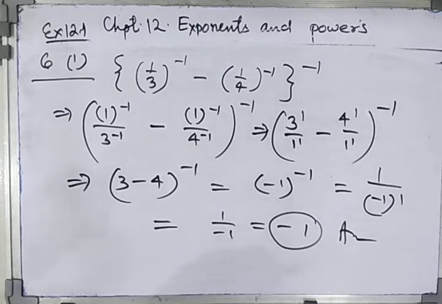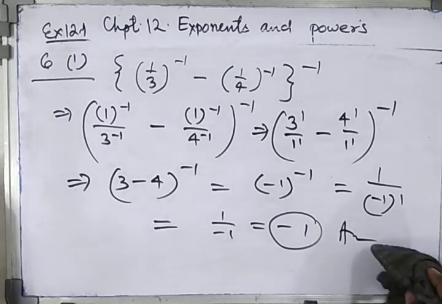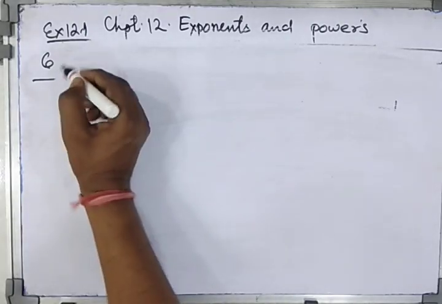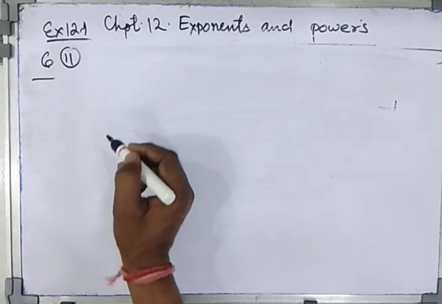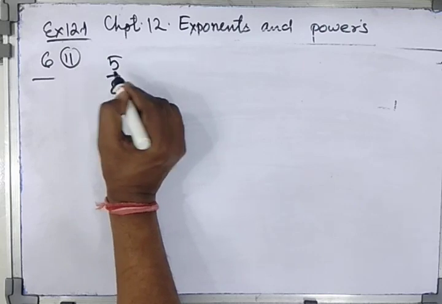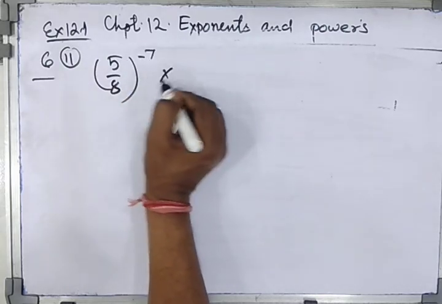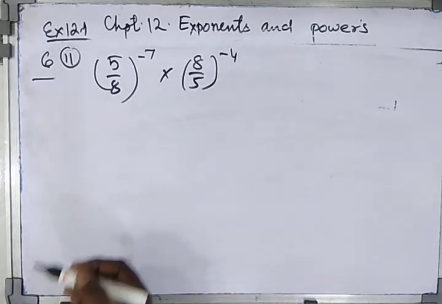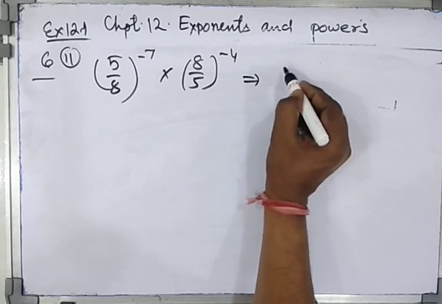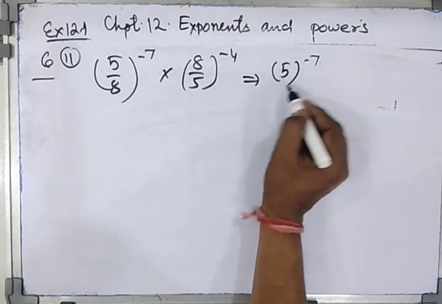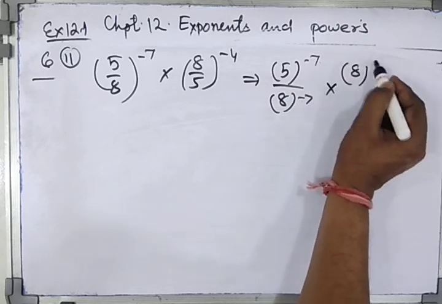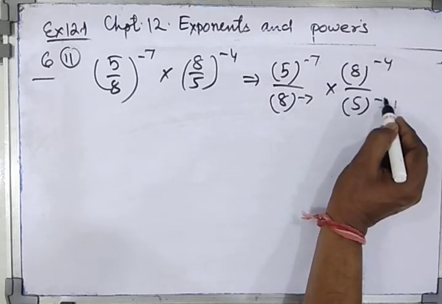And second one, students: (5 by 8) raised to minus 7 into (8 by 5) raised to minus 4. So students, this will be equal to 5 raised to minus 7, 8 raised to minus 7, into 8 raised to minus 4, 5 raised to minus 4.